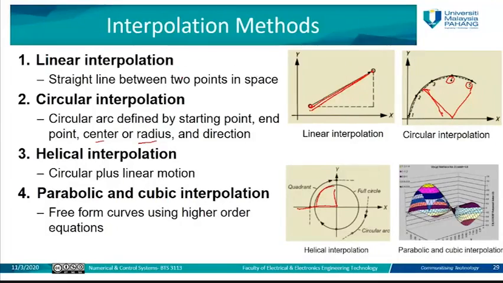After the interpolator draws these lines or this path for the machine, the motion of the machine will follow this path from the start point until the end point, depending on the generated coordinates. So the machine will move from point 1 to point 2 to point 3, 4, 5, 6 until it reaches the last point. It depends on the coordinates defined by the program.